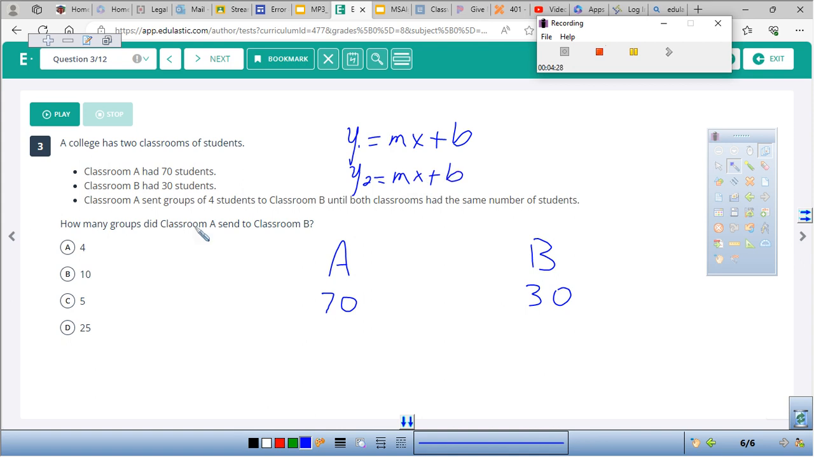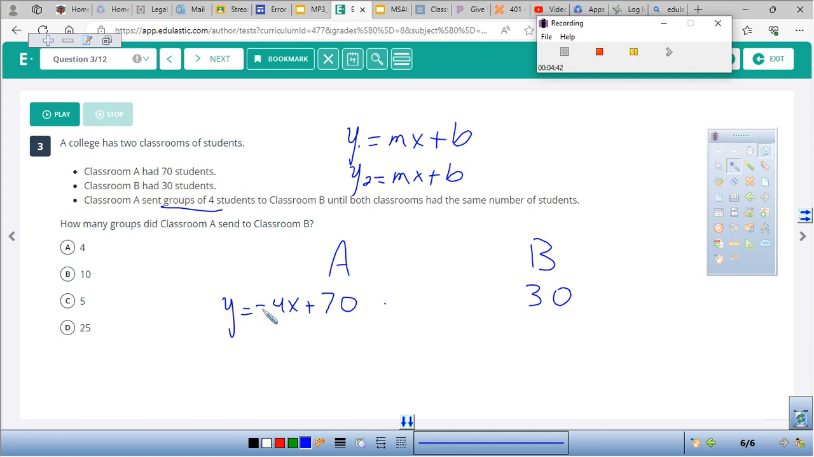Let's see what happens. Classroom A sent groups of 4 guys. That means 4x, okay? And since they sent them away, it's going to be -4x. So for this one, we have y equals -4x plus 70, starting point, positive 70.